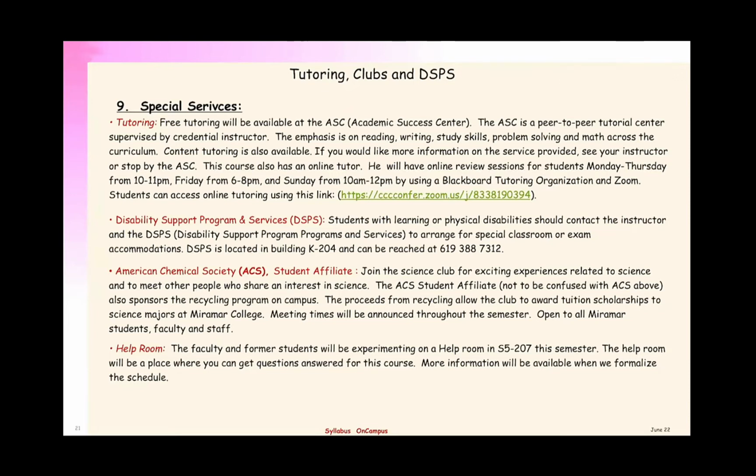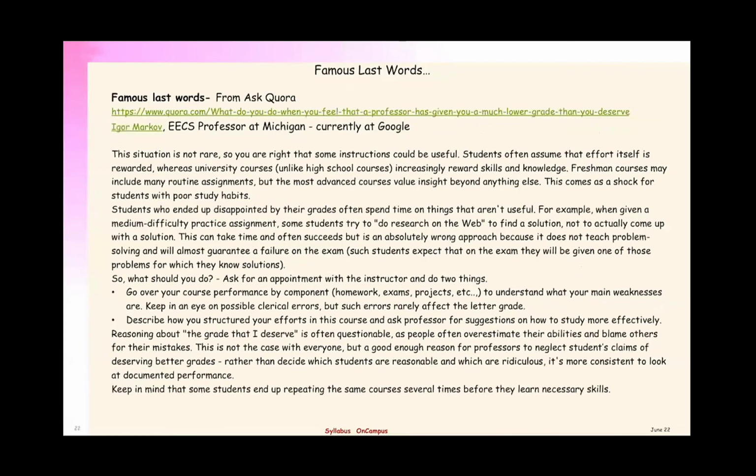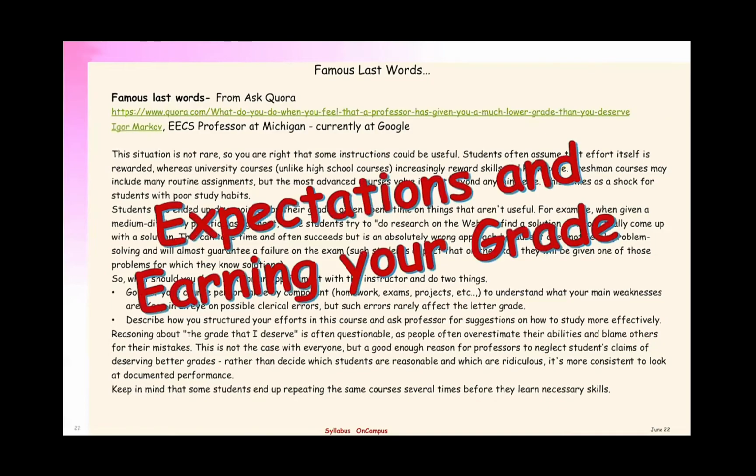We also have a student affiliate, the American Chemical Society. That's not active during the summer, and our help room isn't active during the summer, so you can ignore those two last pieces, okay? And then just read this real quick, okay? Just attending class and going through the motions is not enough to get you past this course. You actually have to learn something and work at it. So that's what this is telling you, okay?